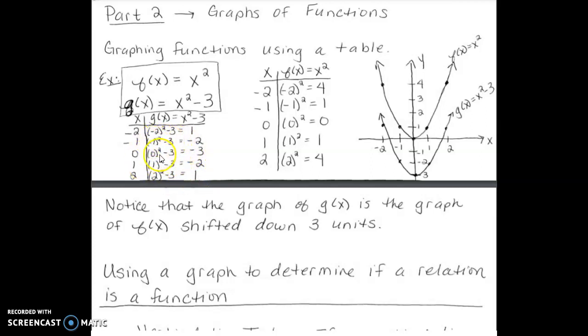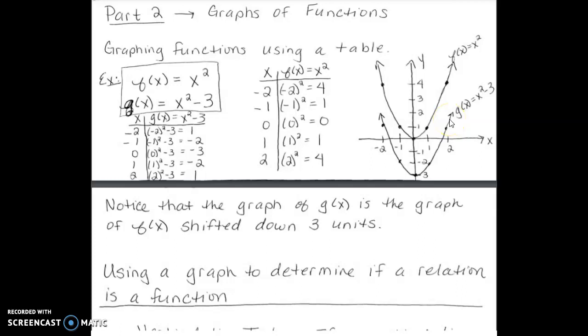So plotting these ordered pairs, -2, 1 is right here. The next one is -1, -2, which is down here. 0, -3. So when x is 0, y is -3, down on the y-axis. 1, -2, so over 1, down 2, right here. And 2, 1, over 2, up 1 is up here. So these points, again, line up in the same shape right here, this U-shaped graph.